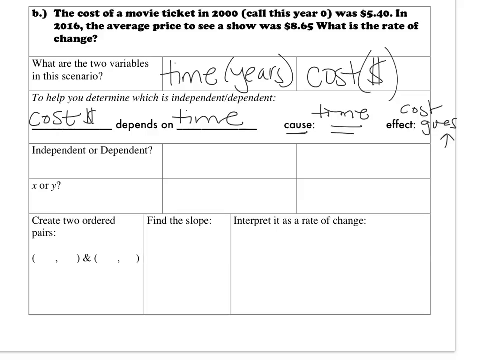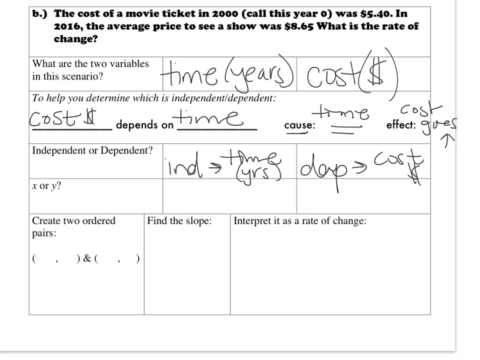Because time is going on, what happens because of inflation is that the cost of the movie goes up. So in this case, the independent variable is time in years, and the dependent variable is the cost of the movie, and we measure the cost in dollars. The independent variable determines what X is, and the dependent variable determines what Y is.